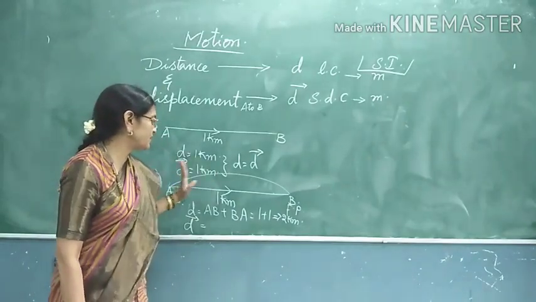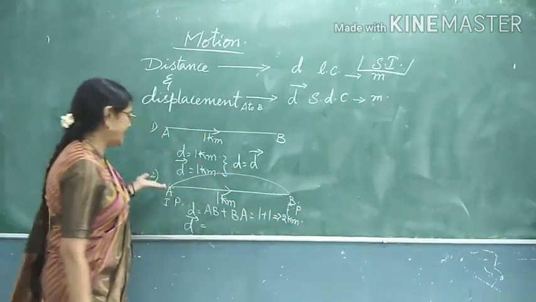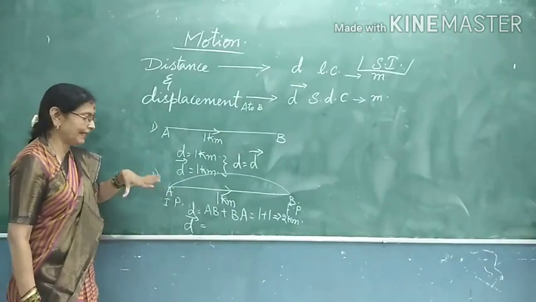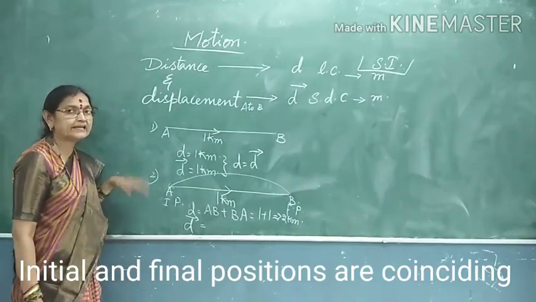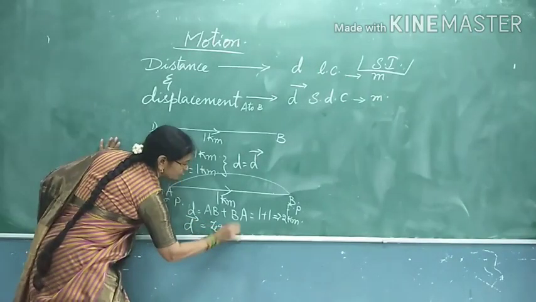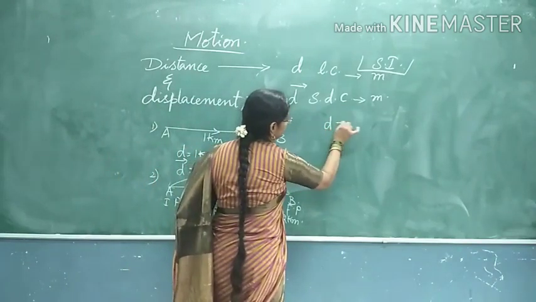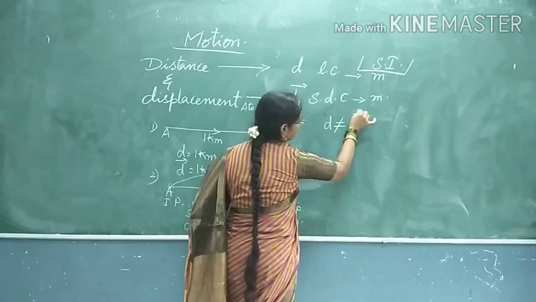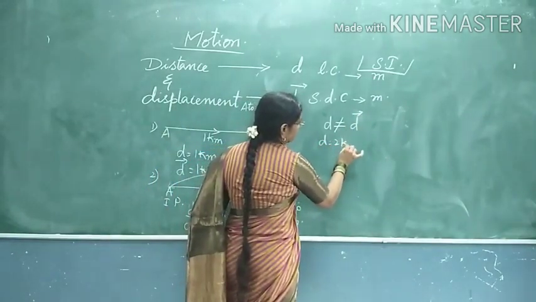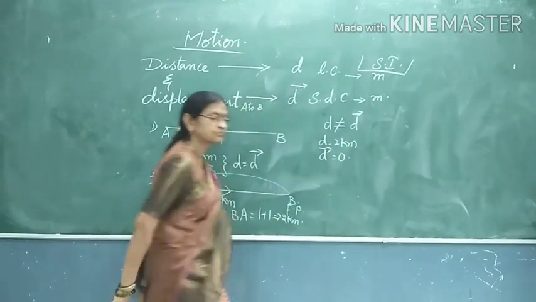What is the final position? After covering the distance of 2 kilometers, it is A. What is the starting point? A. So both final and initial positions coincide here. So the displacement is equal to 0. Now in this case, distance is not equal to displacement, you see. Distance is equal to 2 kilometers, whereas displacement is equal to 0.